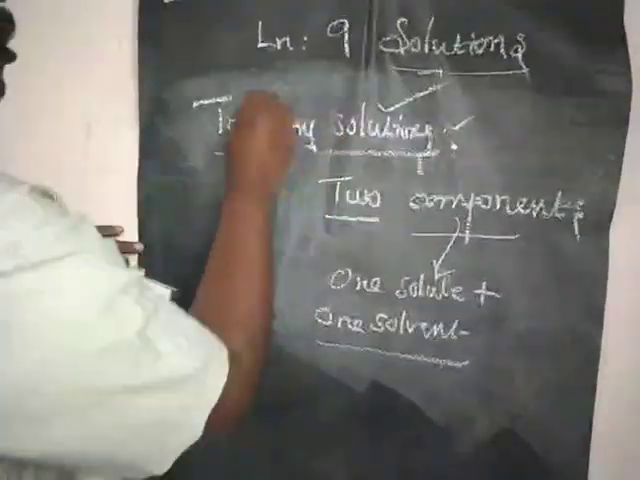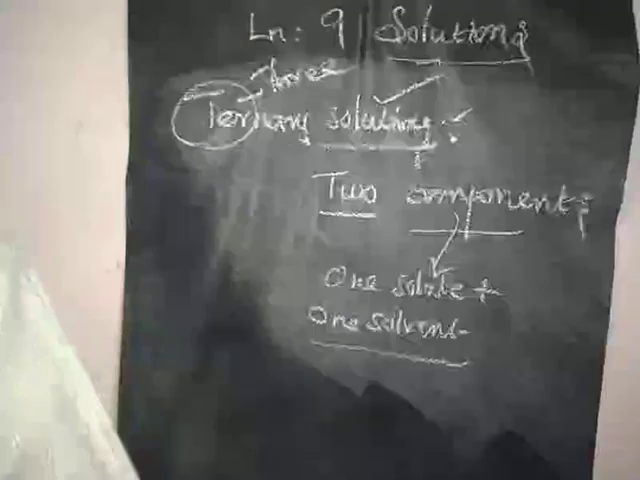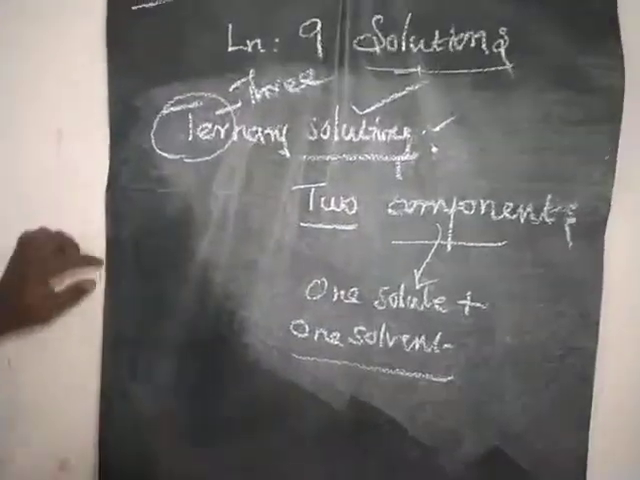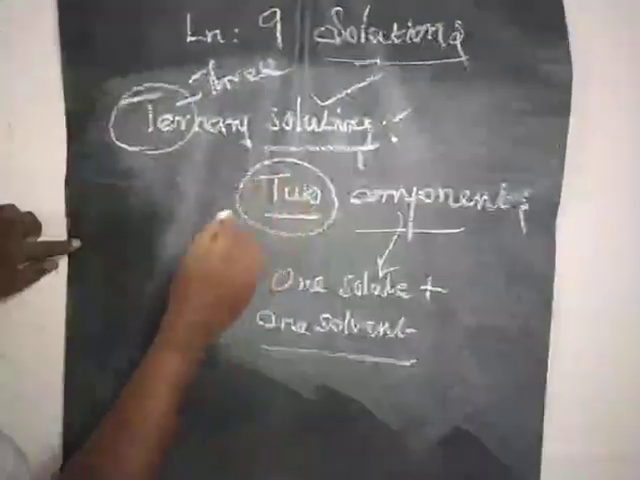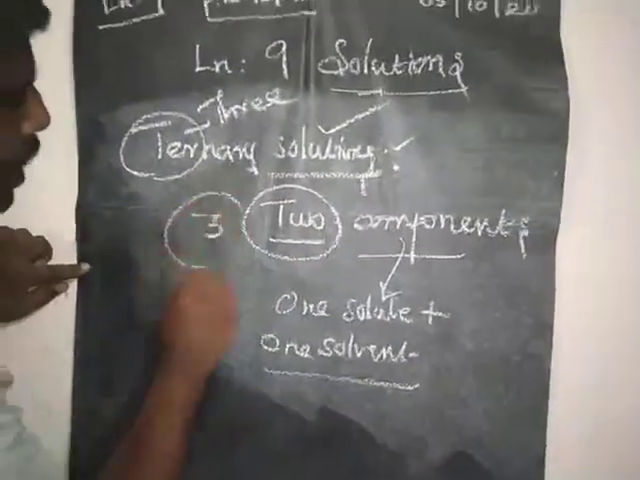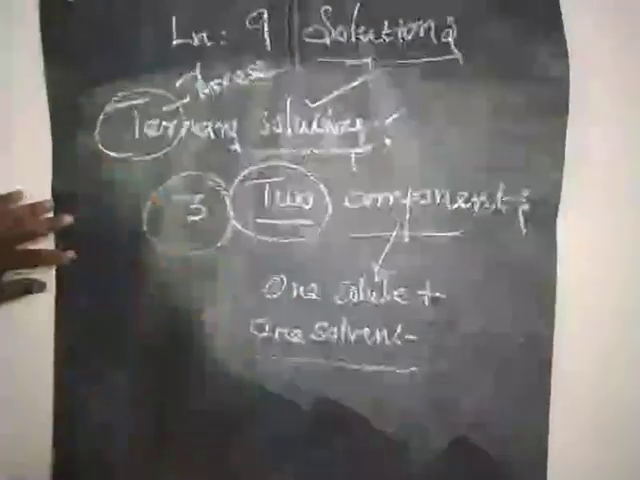Next one, ternary solution. Ternary means what? Three. Ternary, T-E-R-N-A-R-Y. Ternary solutions means what? Instead of two components, how many components are present? Three components are present. These are the examples of ternary solutions.